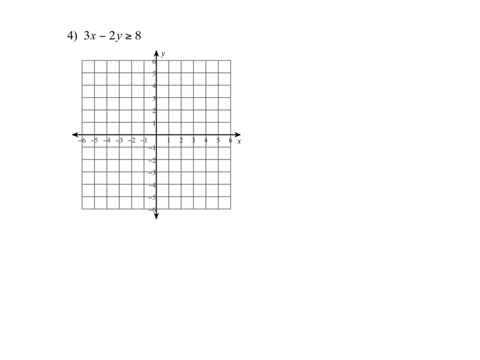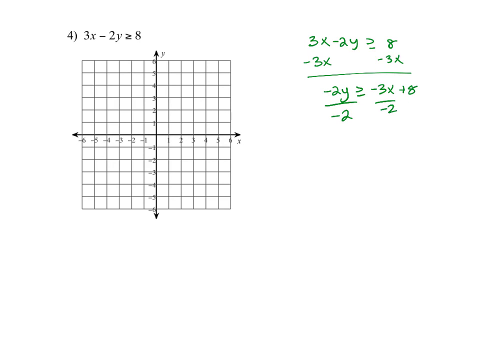This one, again, I'm going to start by simplifying. So 3x minus 2y less than or equal to 8. I'm going to subtract 3x on both sides. So negative 2y is less than or equal to negative 3x plus 8. And now I'm going to divide by negative 2. So that means that y is greater than or equal to 3 halves x minus 4. Remember that when I divide on both sides of an inequality, I'm going to flip the sign.